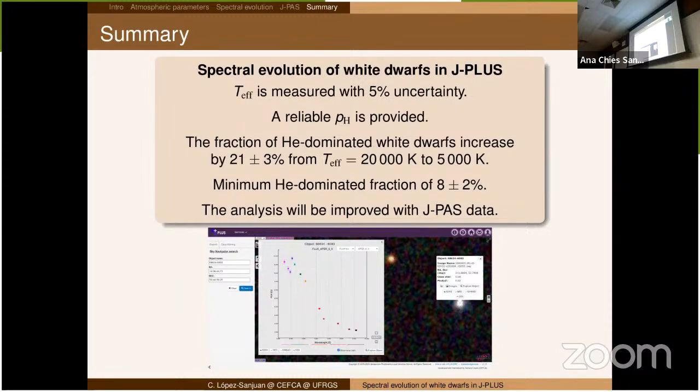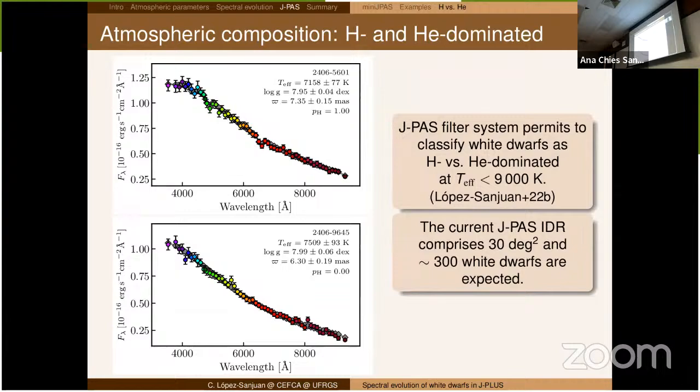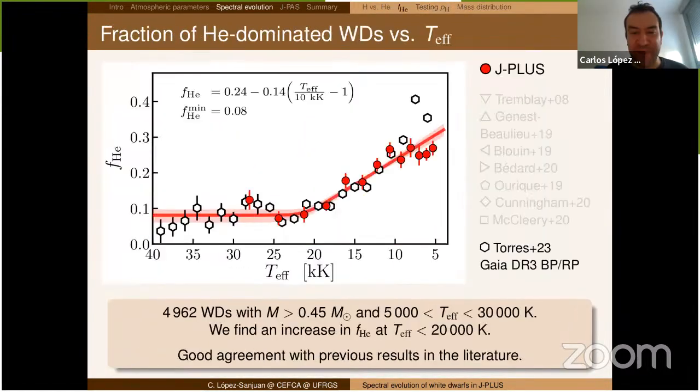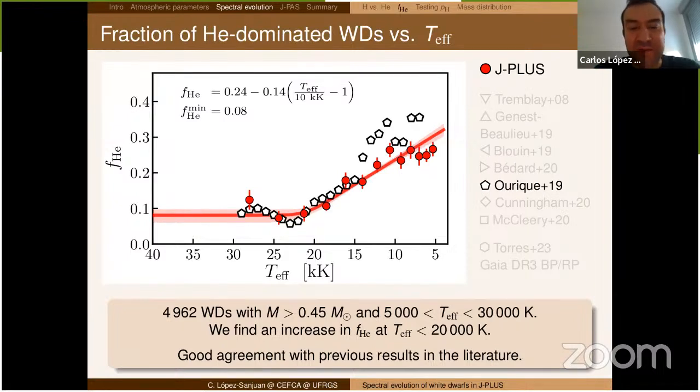Okay, so can you go back to the slide where you compare with the Aurique 19 paper? Yep. Okay, just to clarify, that drop at 10,000, is that real? Yeah. It has to do with a parameter that I don't think is being considered, that is the amount of hydrogen that you have.